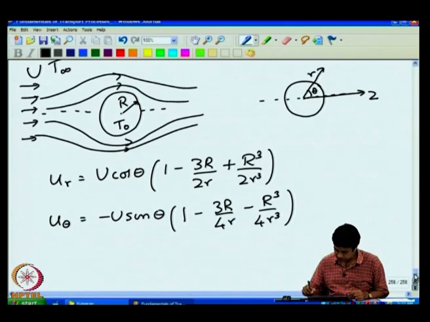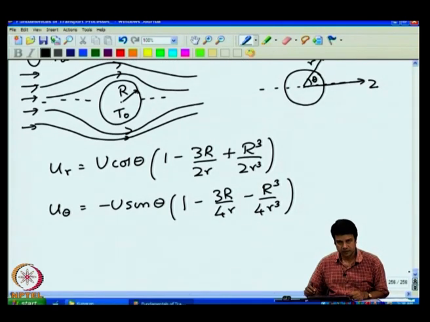So, these are the expressions for the velocity field everywhere within the flow. u_phi is equal to 0 because there is no flow in that direction, and there is no dependence of either the velocity or the temperature on the phi coordinate, which represents rotation around the z axis.